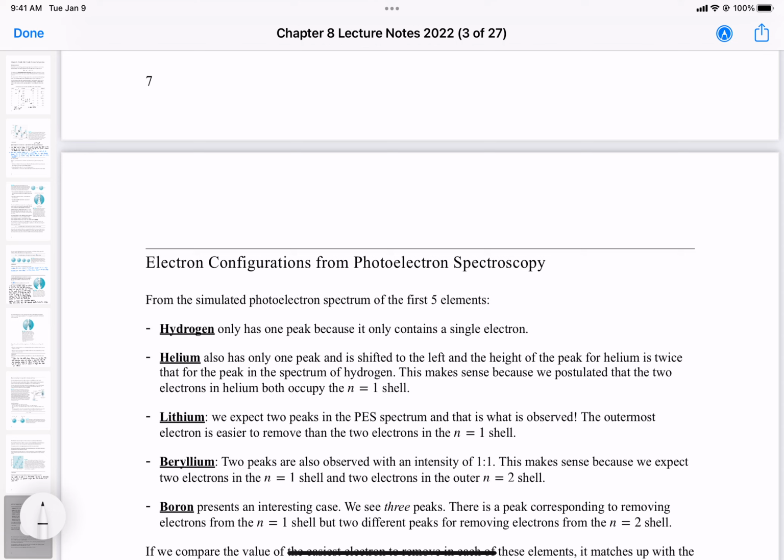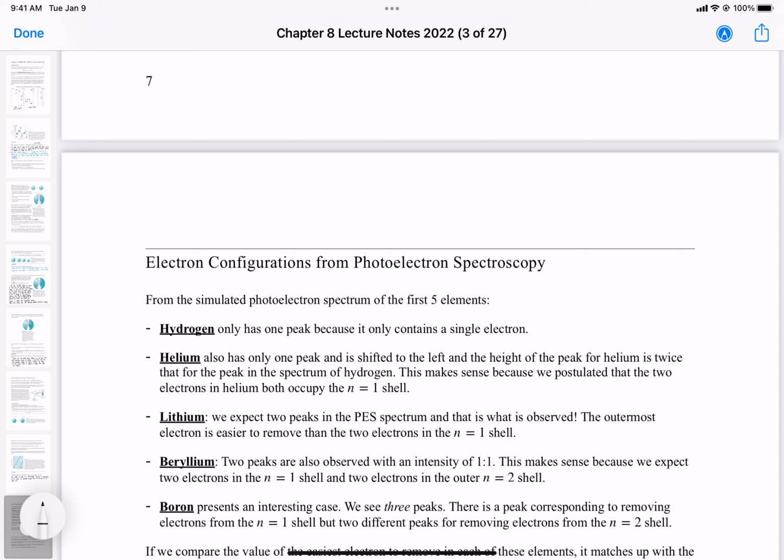Okay. So now let's go into electron configurations from photoelectron spectroscopy. So let's go over the first 5 elements from their PES spectra. So hydrogen only has 1 peak, only has one electron. Helium has 1 peak, and it's shifted to the left, and the peak is double that of hydrogen because there are 2 electrons in helium, and they occupy the n equals 1 shell, and since it's a higher atomic number, it's going to have a higher nuclear charge.